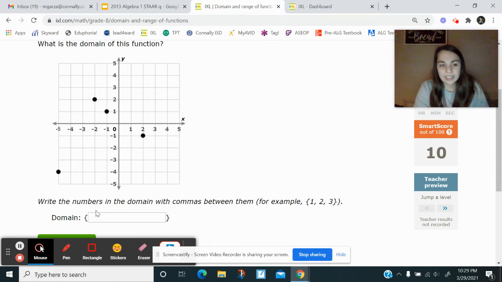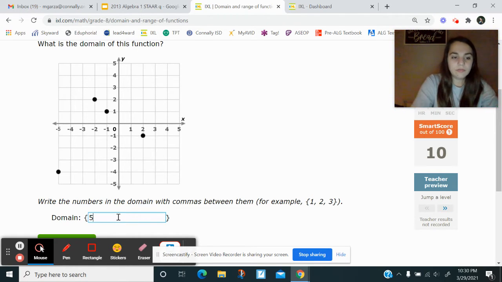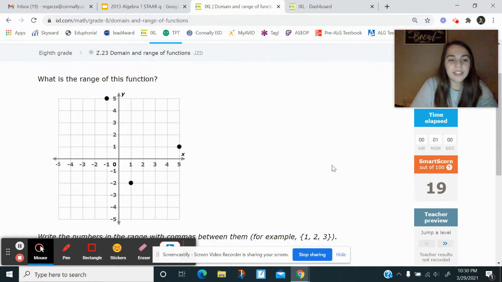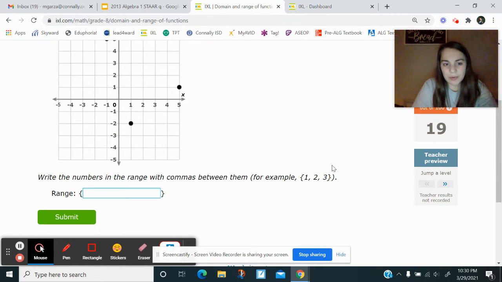So if you ever come to one that looks like this one is asking for the domain, which is the x values. You go find the dots, look at the x values. That one hits at -5, at -2, at -1, and at 2 again. So first -5, then -2, then -1, then 2. And you did it. If you ever get something that repeats, don't repeat it. Just type it once and that's it.